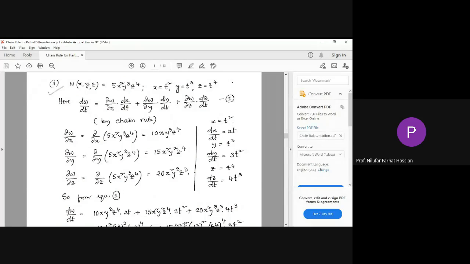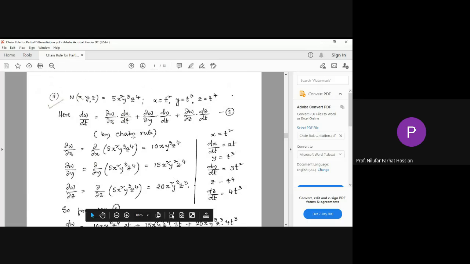x is t square, so dx by dt will be 2t. y is t cube, so dy by dt will be 3t square. What is z? z equal to t to the power 4, so dz by dt will be 4t cube. So just use these results in your formula here.